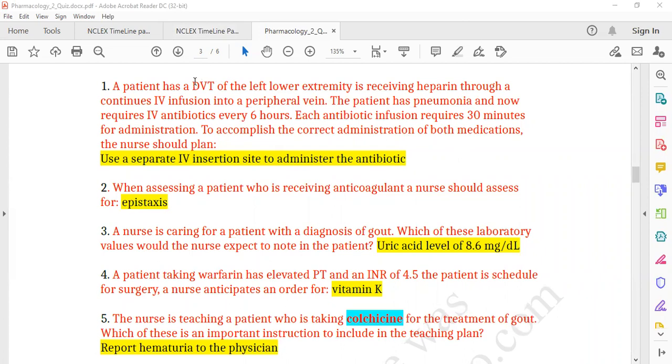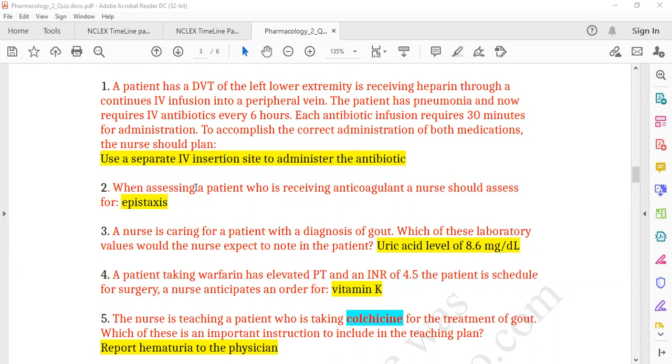The patient is diagnosed with deep vein thrombosis and pneumonia. The patient takes IV anticoagulant heparin, and now needs IV antibiotics. What could we do? We use a separate IV insertion line to administer the antibiotics. We do not use the heparin line to give the antibiotics. We use separate lines to prevent drug-drug interaction.